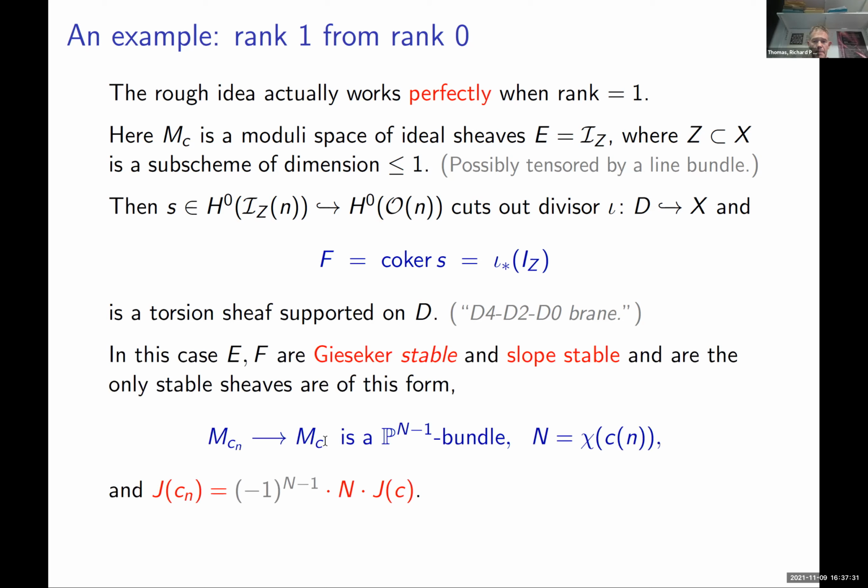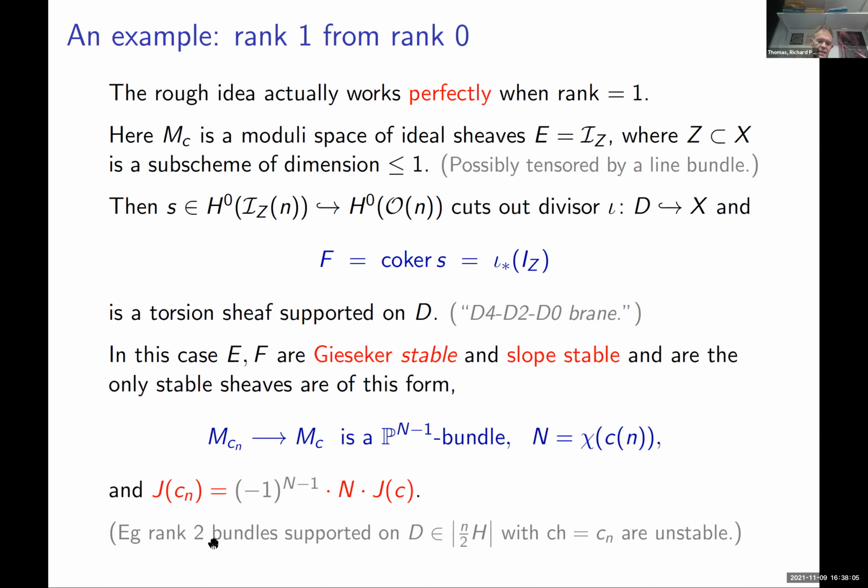And in this case, amazingly, E and F are Gieseker stable, slope stable. There's no semi-stability. Everything works perfectly, and they're the only stable sheaves of this form. The moduli space of these torsion sheaves here is a projective bundle over the moduli space of the original ideal sheaves. And therefore the DT invariants are given by an impossibly simple formula. They're equivalent to each other, and there's nothing else that happens.